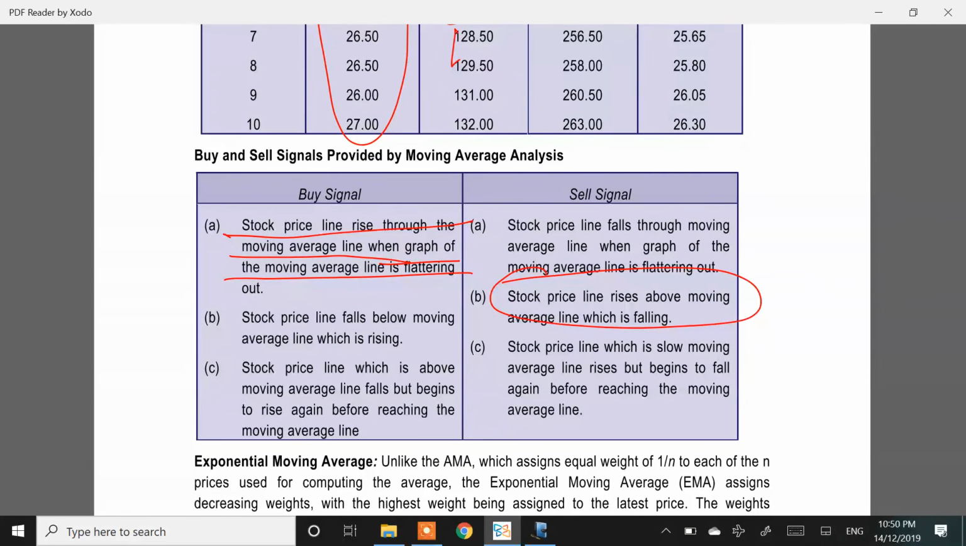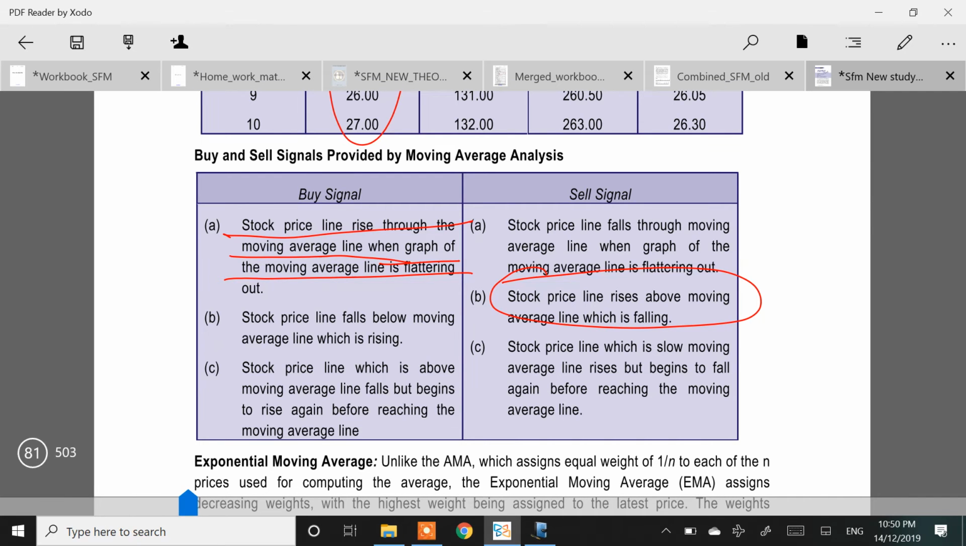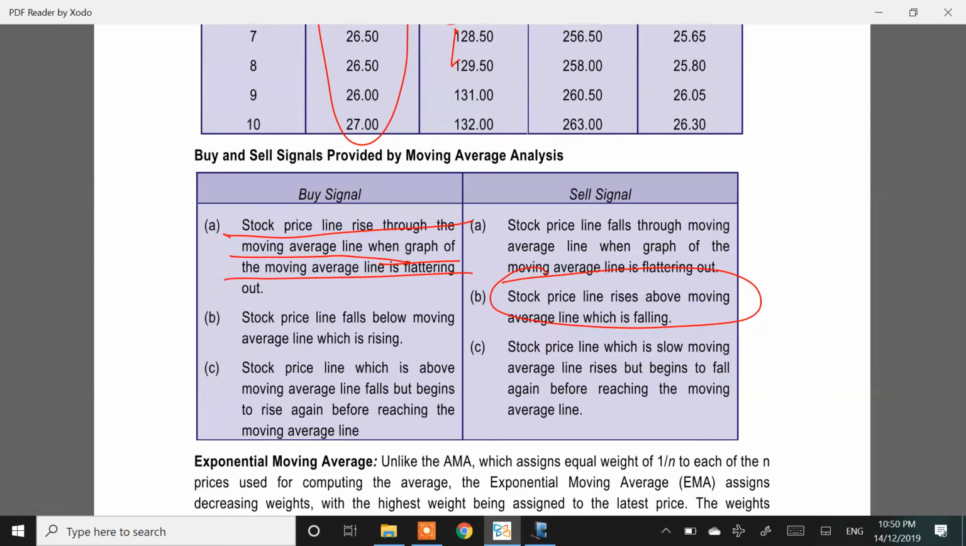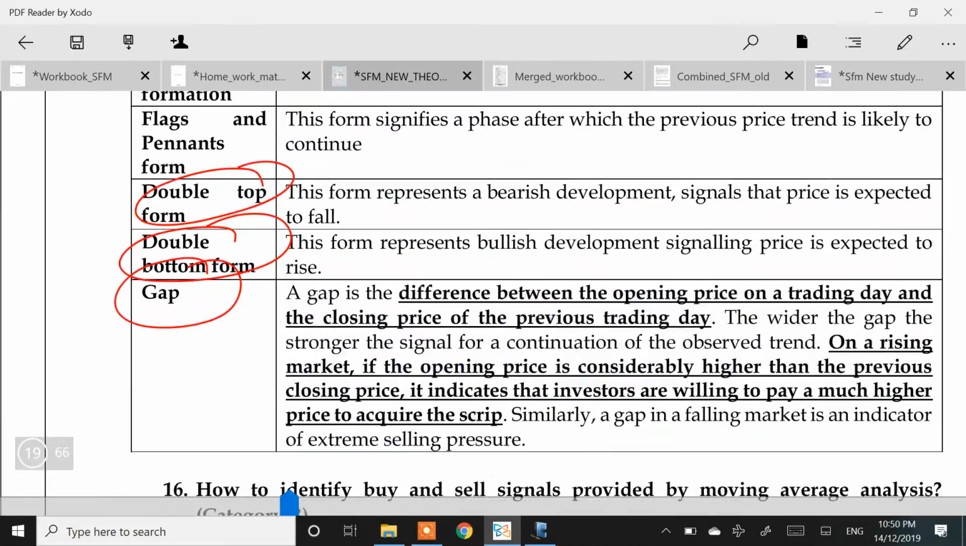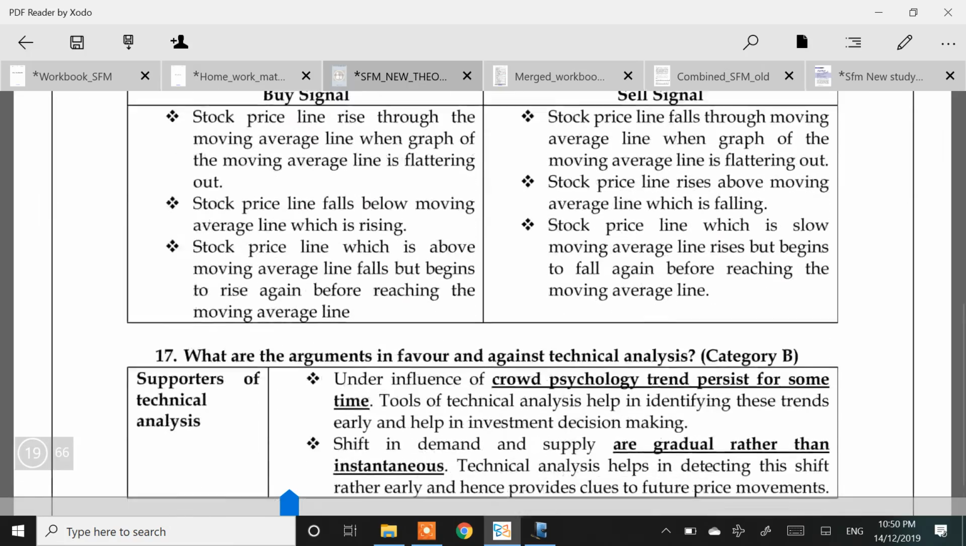Or the stock price line is above the moving average line which is falling, and again it starts rising. So there are two, three signals which are there. Technically, I am not a very competent person to explain technical analysis, so I am just trying to explain the basics. The important part of technical analysis is that there are certain patterns, and there is a likelihood of these patterns getting repeated in future. Once you know they are likely to be repeated, you will know whether the stock price is likely to move up or come down, and accordingly you can buy or sell securities.